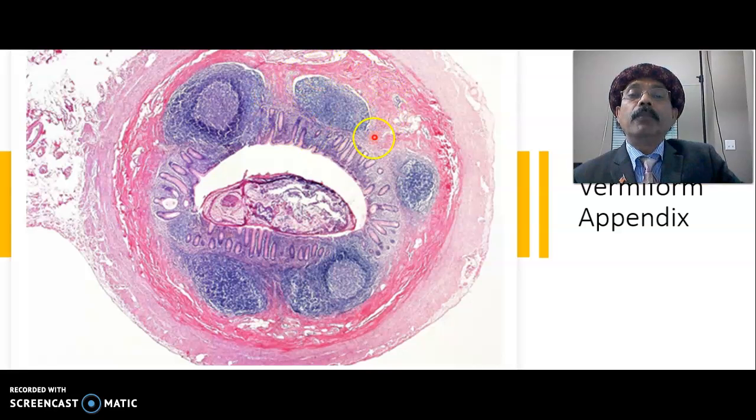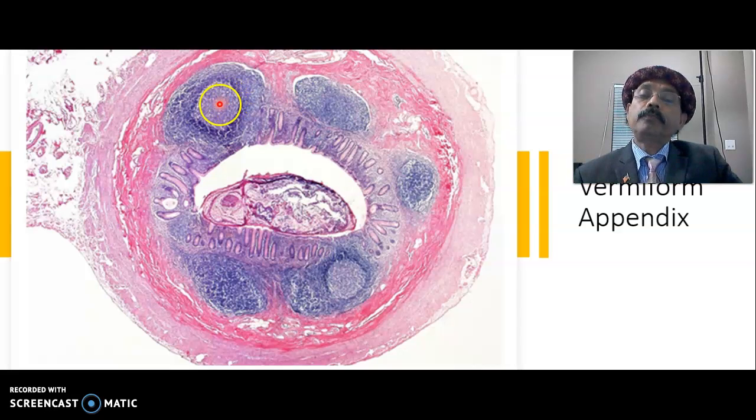Inside the lamina propria, the most distinctive feature of the appendix is the lymphatic nodule. This lymphatic nodule is multiple in the vermiform appendix, and the central part of the lymphatic nodule has a light color. We call it the germinal center because it is the site where the lymphocytes are multiplied. So this is the germinal center.